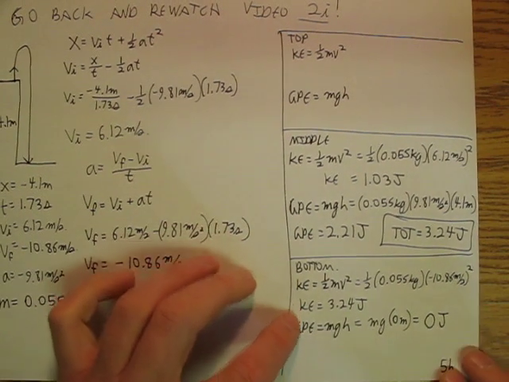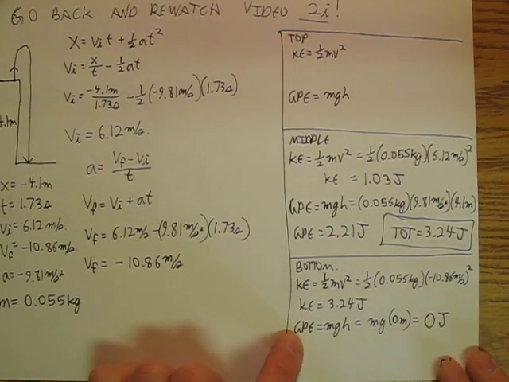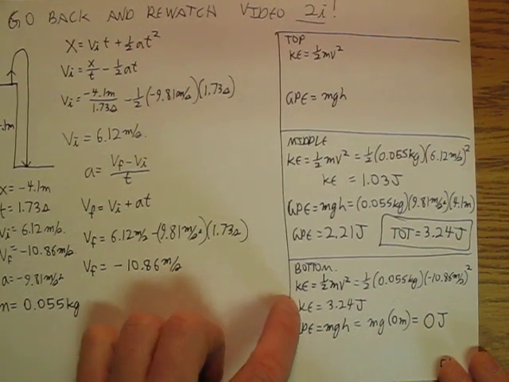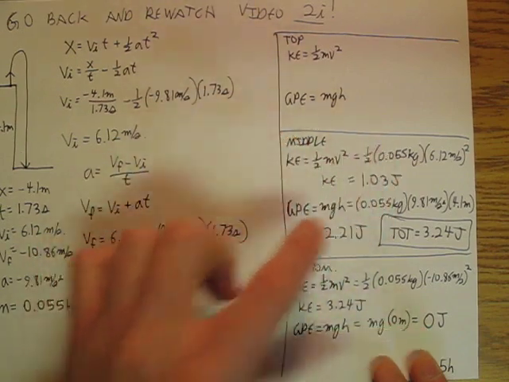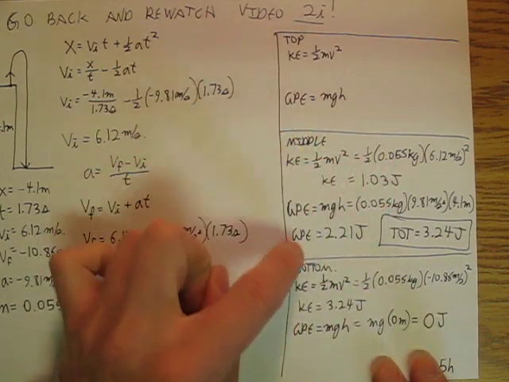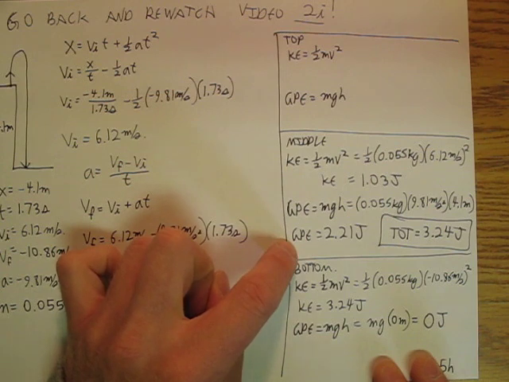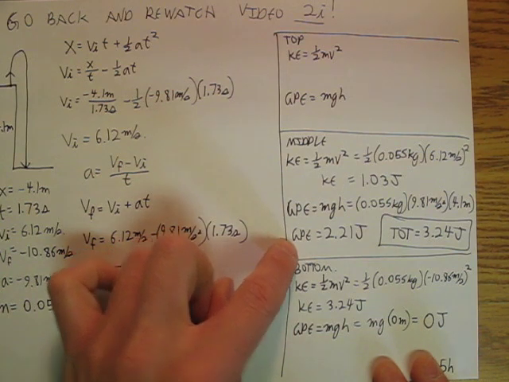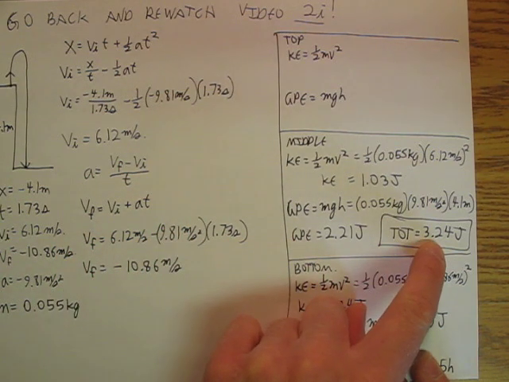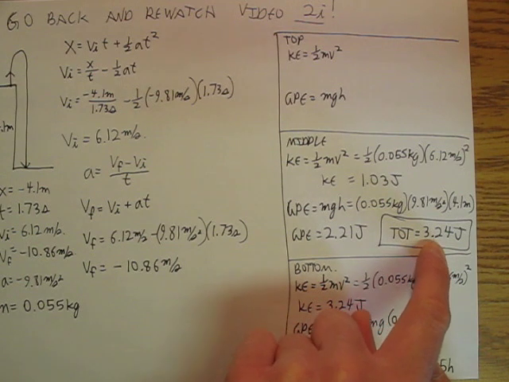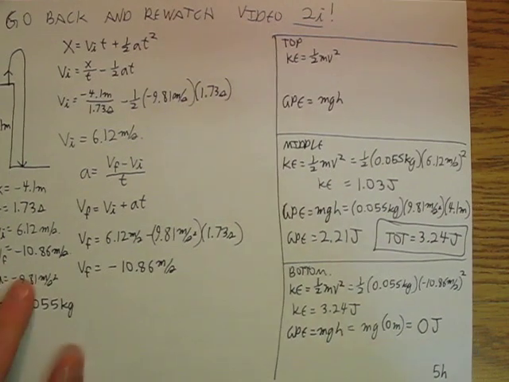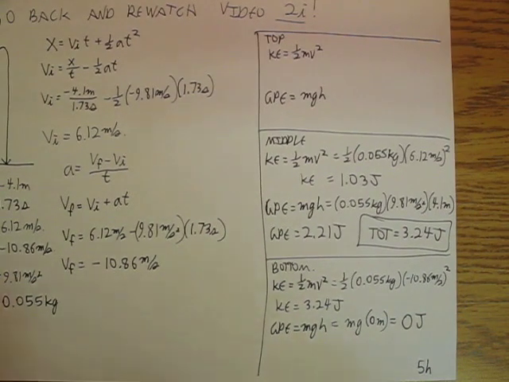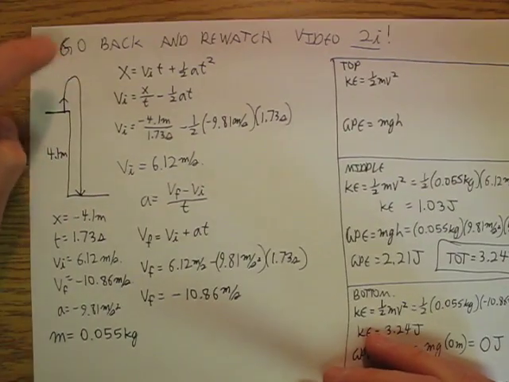We found that at the bottom it had 0 potential energy and 3.24 joules of kinetic energy. In the middle it had 1.03 joules of kinetic energy and 2.21 joules of potential energy, which meant that it had a total of 3.24 joules of energy total.